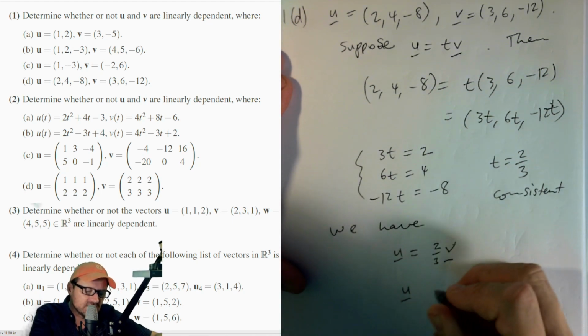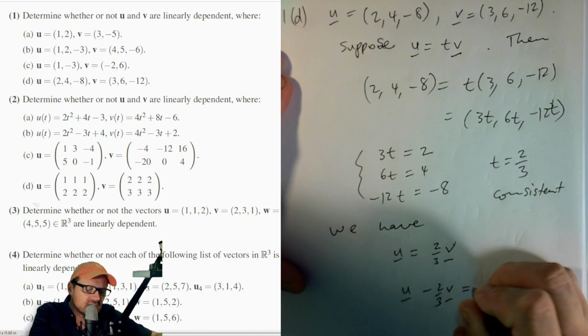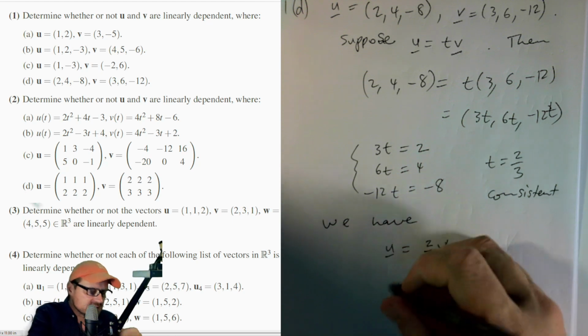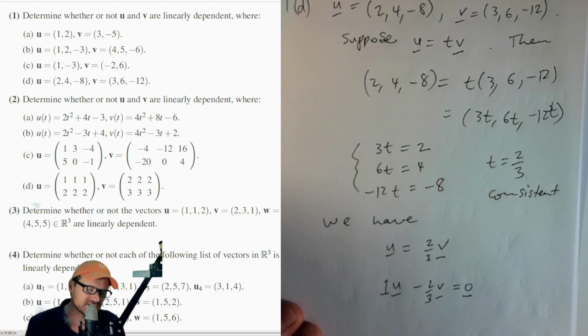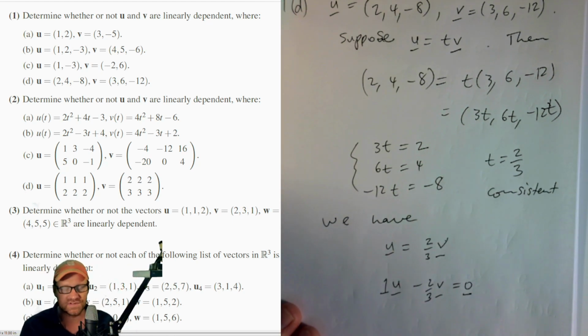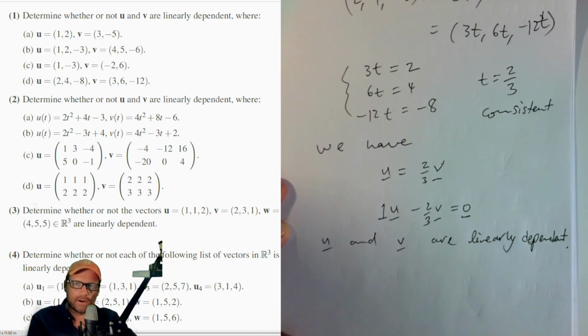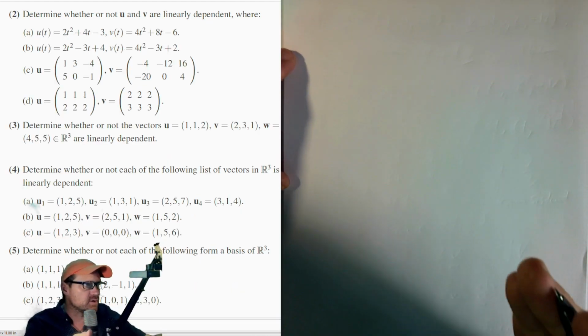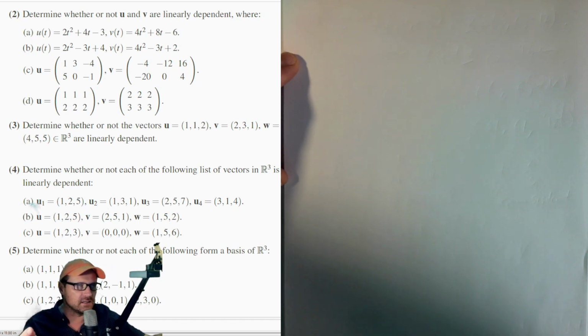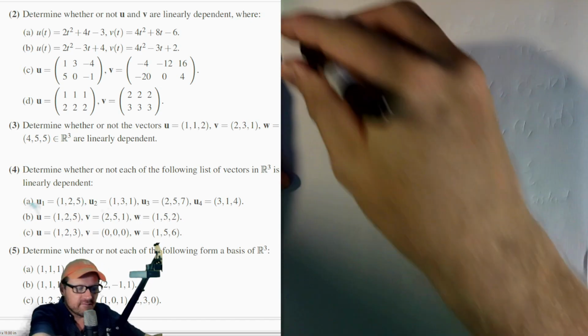Given that it is consistent, we have u equal to 2/3 v, which we can write as u minus 2/3 v is the zero vector. Since these coefficients, 1 and -2/3, are not both zero, these two vectors are linearly dependent, which I've written there. Question 2: determine whether or not u and v are linearly dependent for these vectors.